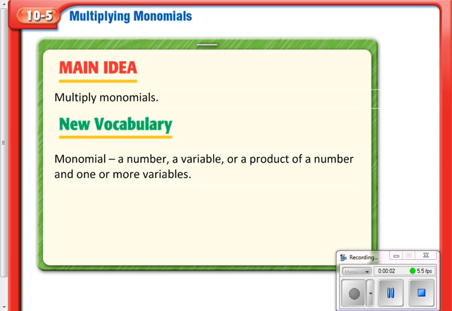10.5 covers multiplying monomials. A monomial is a number, such as 23, 0.5, a variable such as x or y, or a product of a number and variable such as 14xy. That's a product. Product means to multiply. So those are all examples of monomials.